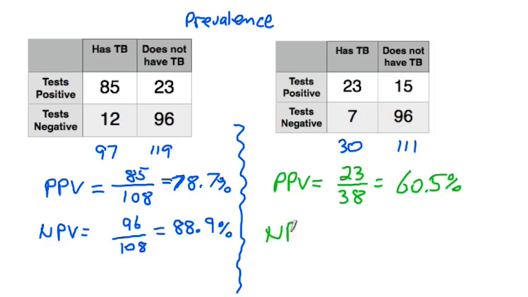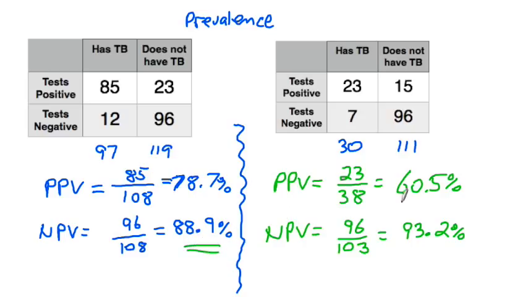And the NPV is going to be the true negatives out of all the negatives. So you're looking at just the negatives, and the true negatives, which is 96, divided by all of the negatives, 103. So that would be 96 divided by 103, or 93.2% of the time. So what this is saying is this test will show that you are healthy 93.2% of the time, which is better than over here at 88.9%. So because the prevalence of the disease is higher, the NPV is going to be higher.